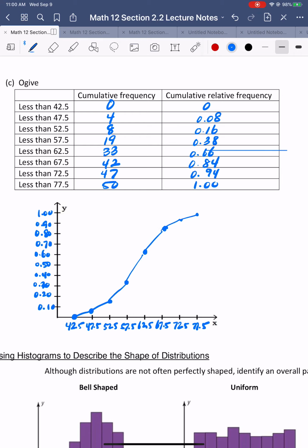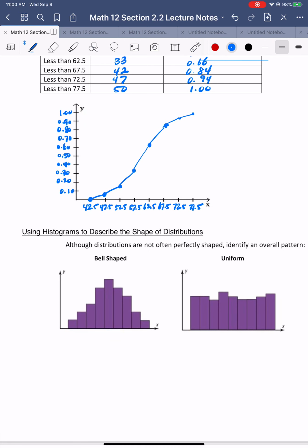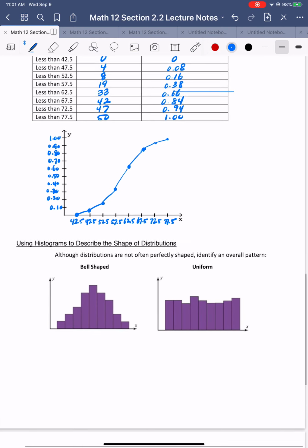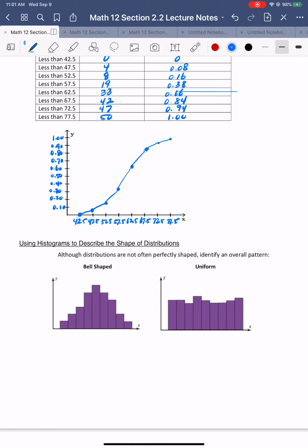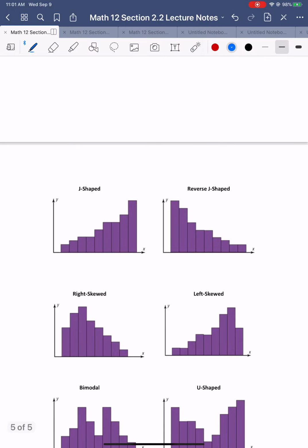Okay. All right. Now, using the histogram to describe the shape of the distributions. Although distributions are not often perfectly shaped, we can identify an overall pattern. Okay. So bell shape is about the U shapes. Uniform means the y values come out the same, whatever the value, they come out the same. And then J shape means increasing and then decreasing from the increase. And reverse J shape means decreasing all the way.